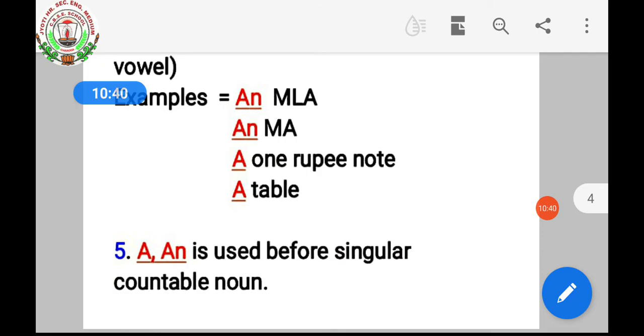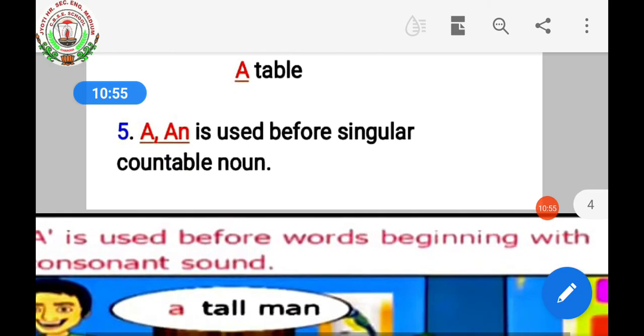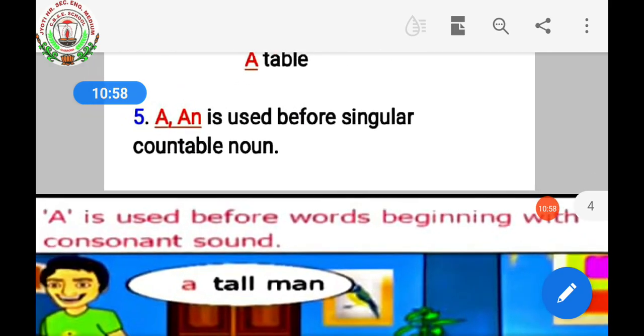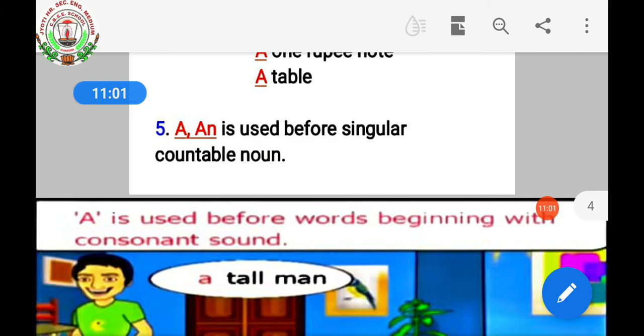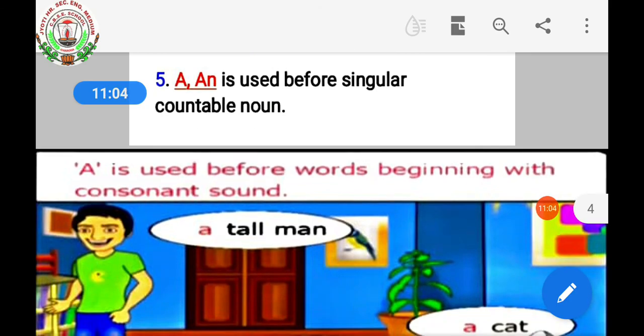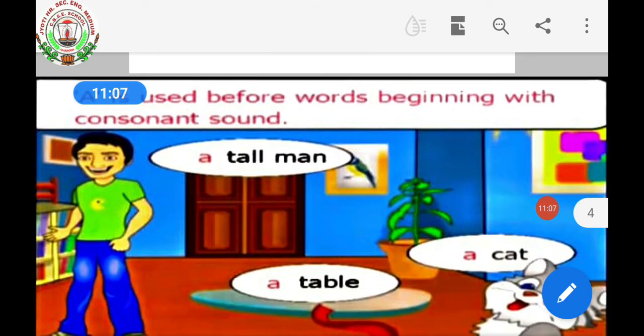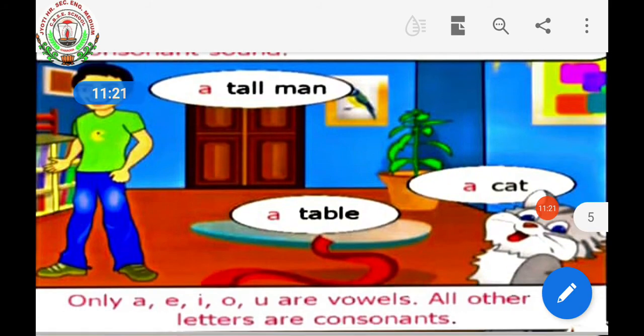Okay. Now come to the fifth point. A and an are used before a singular countable noun. That we already know: when we are talking about one thing, one object, one place, one person, we use a or an there. So a is used before words beginning with a consonant sound. If the sound is coming like a consonant, we put a there. A tall man, a table, a cat. All these are consonants, means vyanjan. So that is why we put a here.